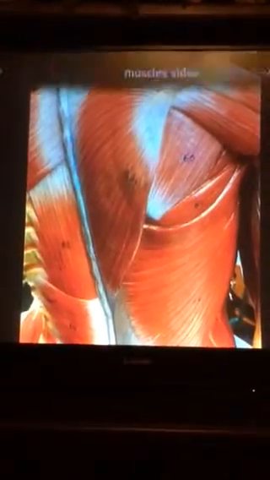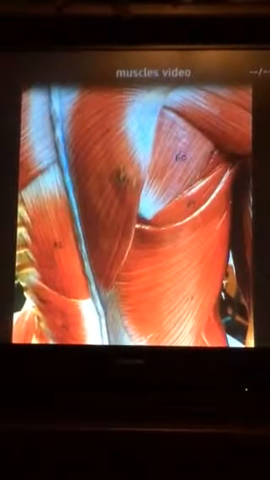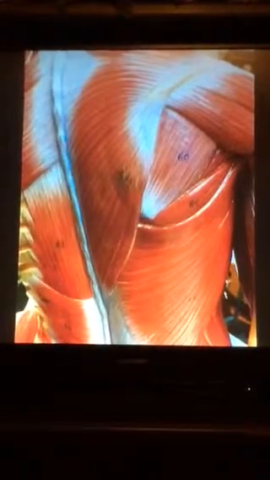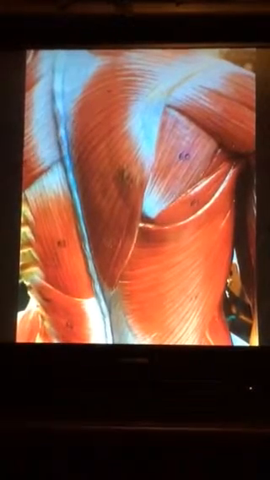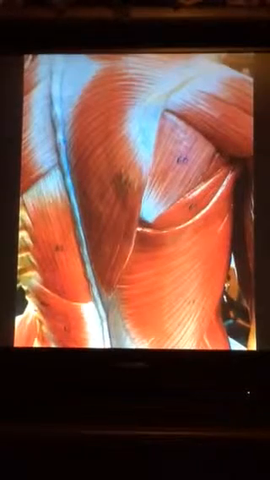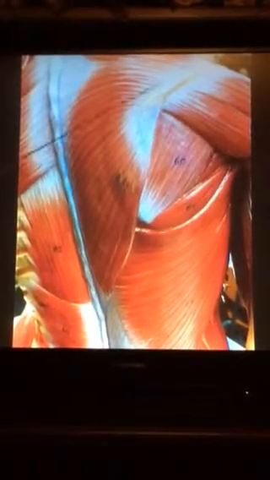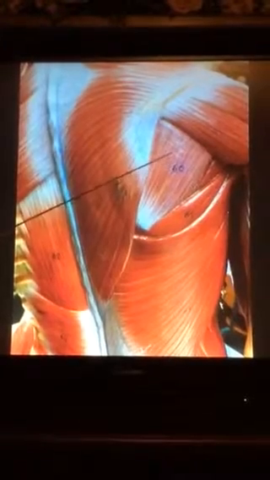Now the muscles on the posterior view of the body. And here we find the trapezius, which is this muscle here. Off right to it is the deltoid. Off the shoulder, the infraspinatus is this muscle.